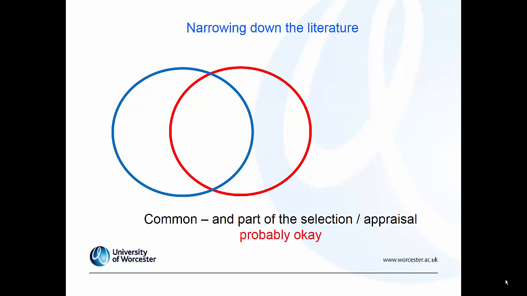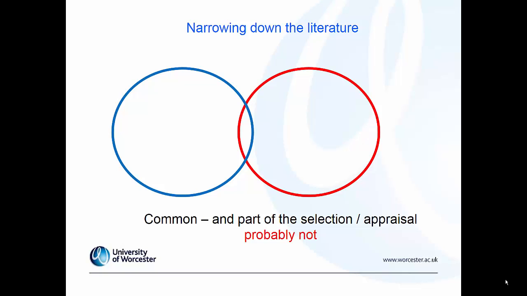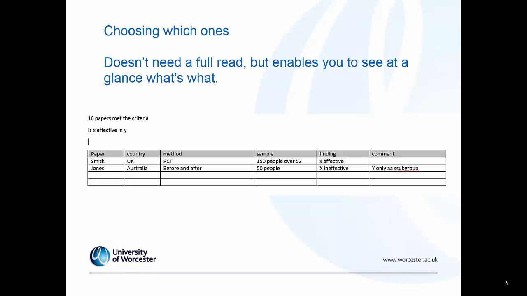Often papers do address, to some extent, the question that you're interested in. If there's a big overlap, then it's probably okay. If there's a small overlap, probably isn't, but it depends on how many papers you have. When you've checked that the papers do answer your question, one way of having a quick overview is just to put them on a table like this. You don't have to read them thoroughly to do this, but just to have some idea of the country and the method, what the sample and the findings are, so you can have a very quick overview, and that can help you select the ones that you're going to look at.